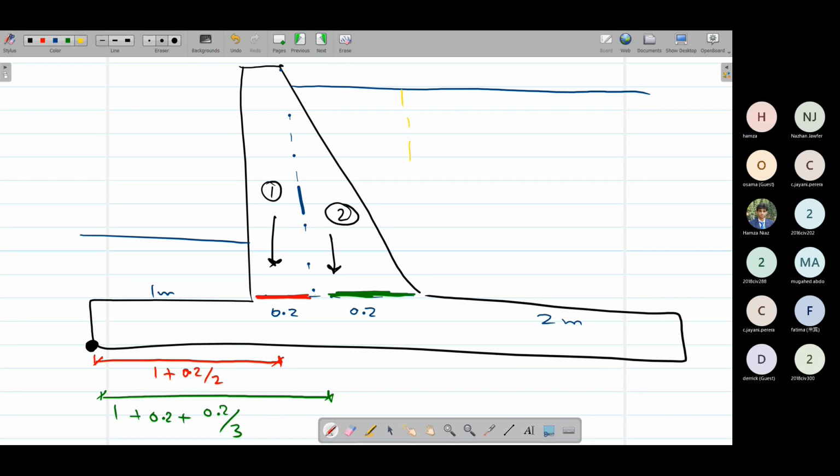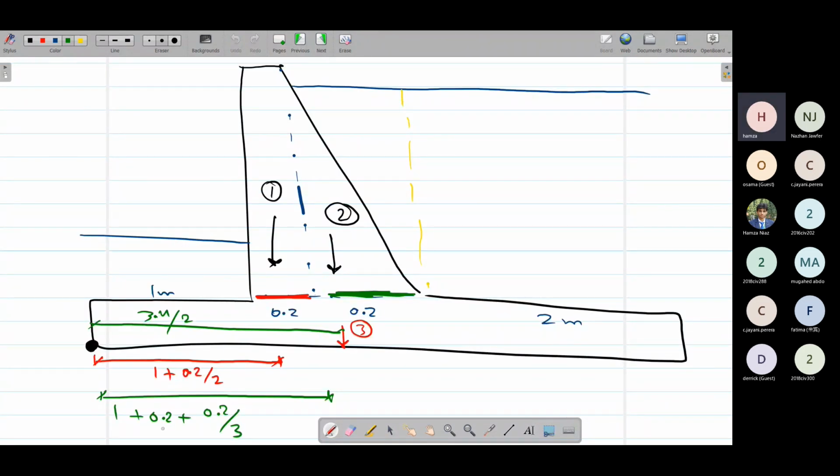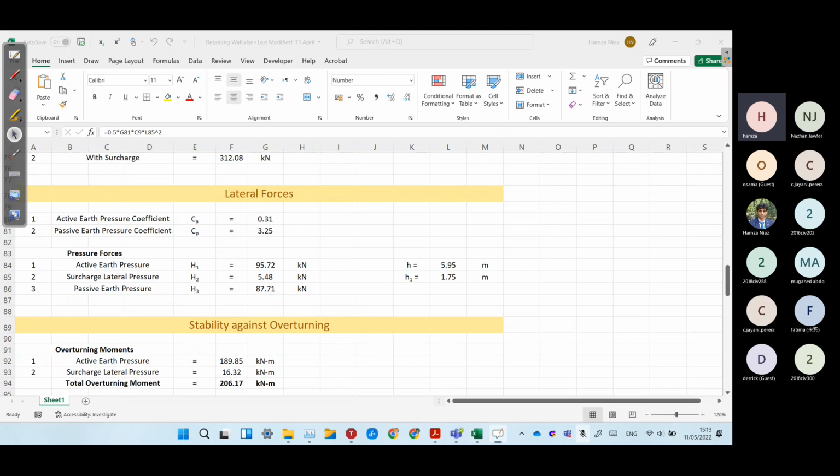stem portion. The third portion is the base slab. For example, this we have of base slab. We know the base slab is 3.4 meters, so its moment arm would be simply 3.4 over 2, because it's a rectangular portion. So that would be 1.7, and this would be something like 1.2, approximately 1.23. So you can calculate this value.